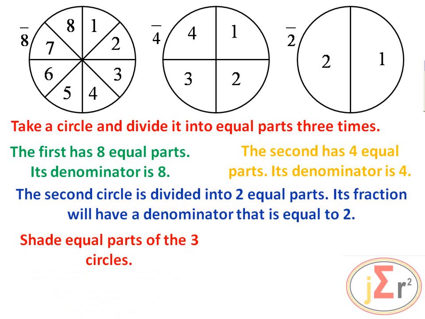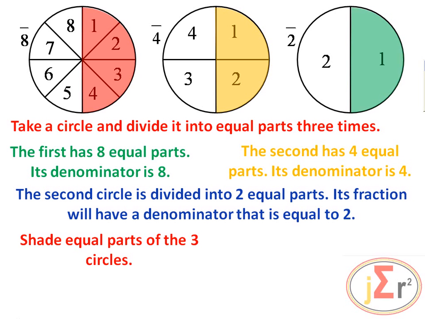Shade equal parts of the 3 circles. Well, we are going to shade. What fraction is that, Jerry? Half. Right, we are shading half of each of the circles. We have shaded half of this one, and this one. But let me ask you, in terms of this that we have here, the denominator of 8, what is the fraction that we should have there? 4/8. Right, we have 4/8.